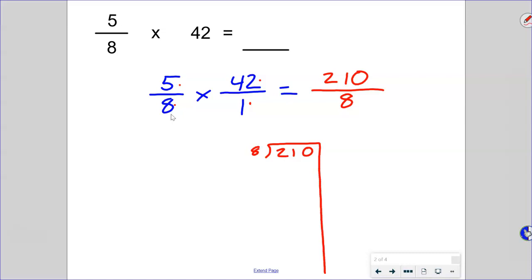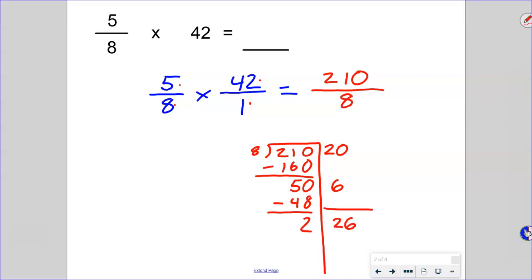So for this one, I'm going to start right away. I'm going to do 8 times 20. 8 times 20 is 160. And when I go ahead and subtract, that's going to leave me with 50. And now I'm going to go ahead and do 6. 8 times 6 is 48. And when I subtract that, that leaves me with 2. So I have an answer of 26 with a remainder of 2, which means that 210 eighths is the same thing as 26 wholes. And then that remainder 2 is a remaining 2/8 to go with it.